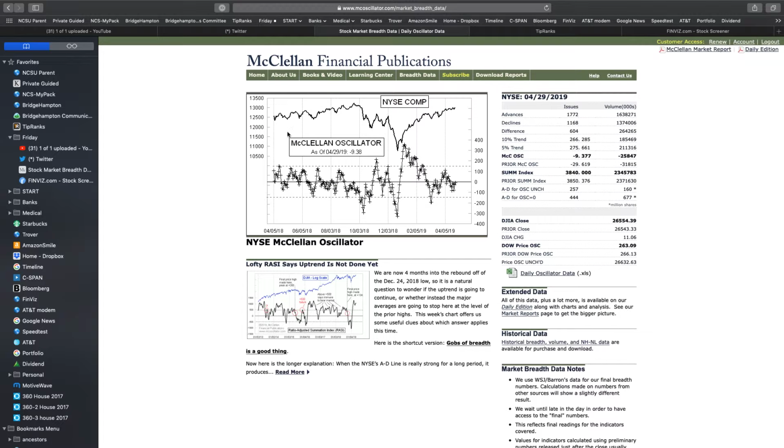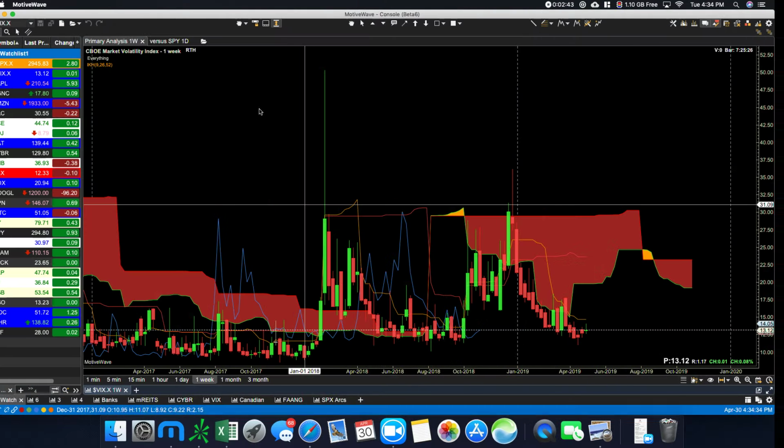Let's look at the oscillator. The oscillator yesterday finished at 0. It required a 247 A to D difference for it not to move. It probably isn't going to move, or could be a hair's breadth above 0. So the oscillator isn't telling us anything right now.